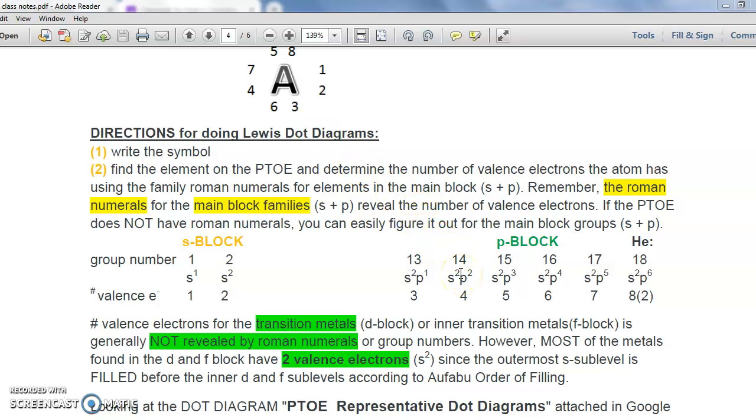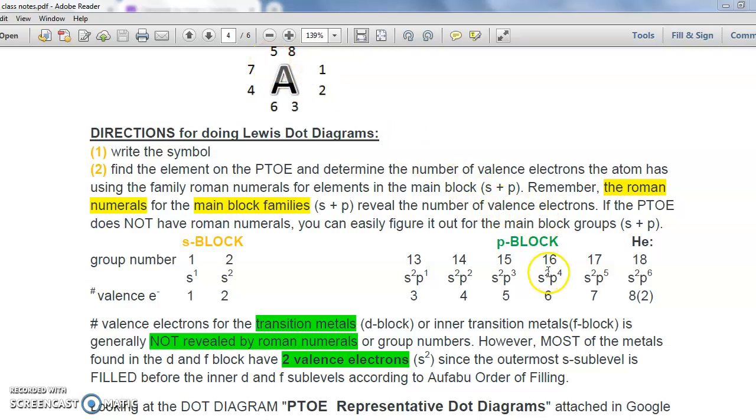Group 14, the fourth column in the main block, the second column of the P. They would have 2 in the S, 2 in the P. So we'd have 1 here, then number 3 would be there, 4 would be there. Group 15 has 2 in the S, 3 in the P. So they would have 1 here, then number 3, 4, and 5 would have dots there.